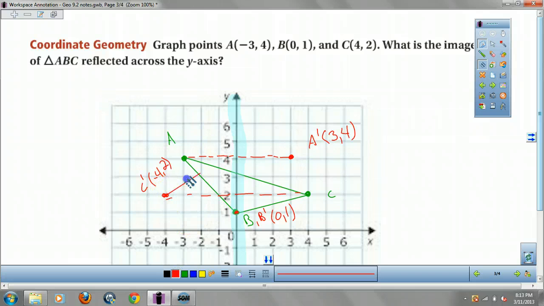Okay, connect the dots. There we go. That's my image from my pre-image. Looks pretty neat. The red one's the new triangle. Did you guys notice a pattern with your points? Maybe. Let's see if we can come up with one.